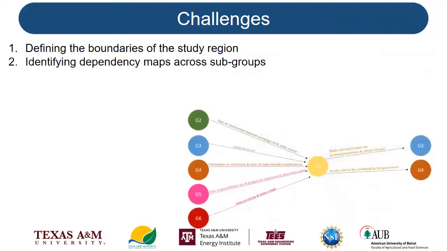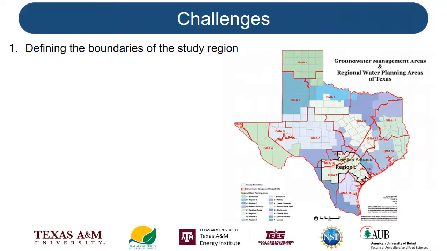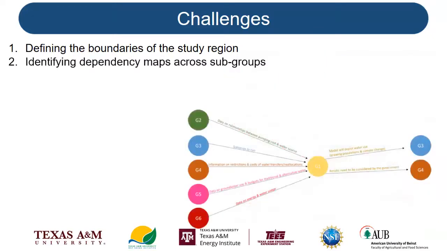And we ended up looking at Region L. Texas has 16 regions. Each region is governed by a certain water jurisdiction. So we ended up going with Region L. And then the second challenge is identifying the interdependency. We needed to explicitly define how these subgroups are interconnected, because water for energy is connected to water for food, but defining and quantifying these interlinkages is very, very important.